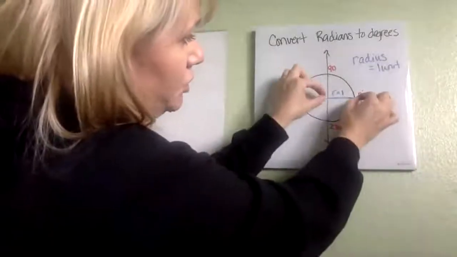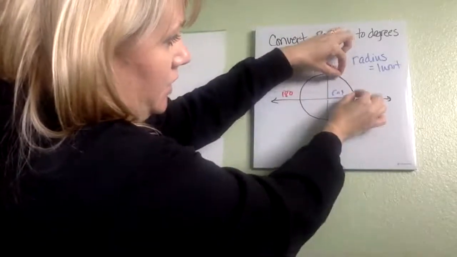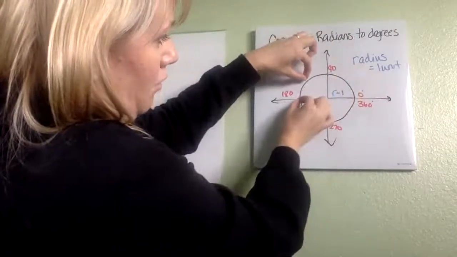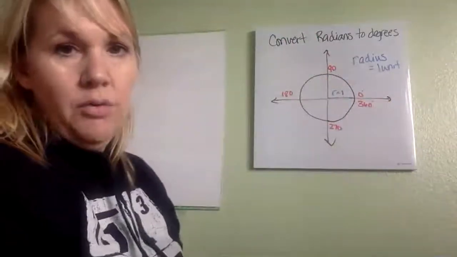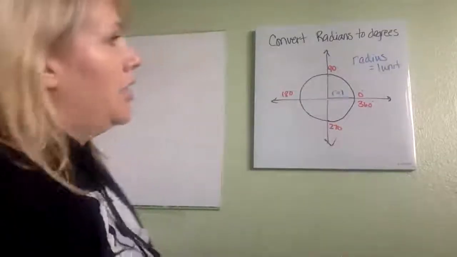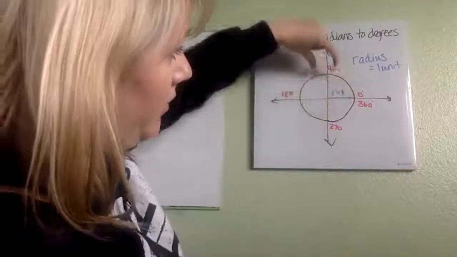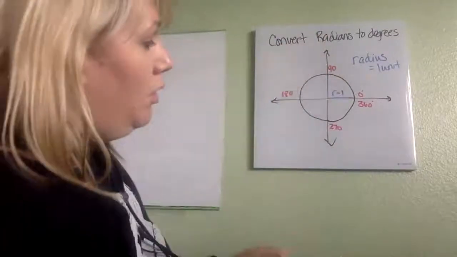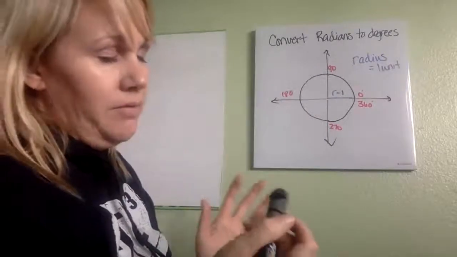So if I had a little piece of string and I measured that little radius and I tacked it onto the circle itself, how many times would that little piece of string go around the circle? What do you think? If I measured it around the outside of the circle, it would go around the circle 6.28 whatever times.